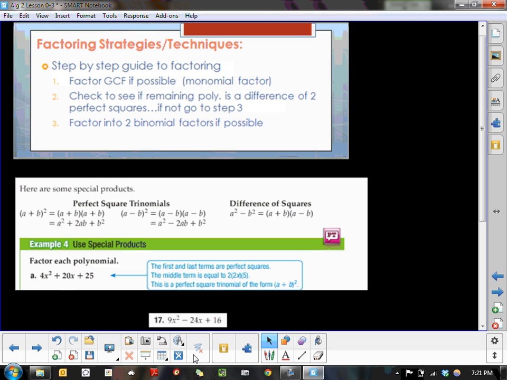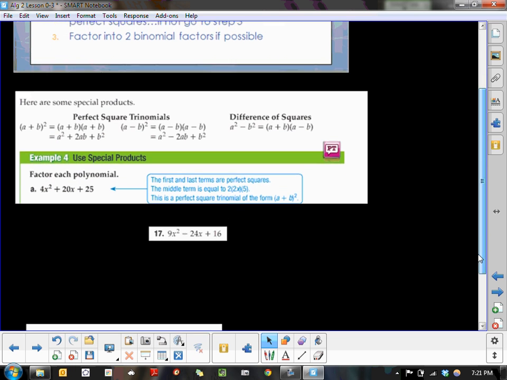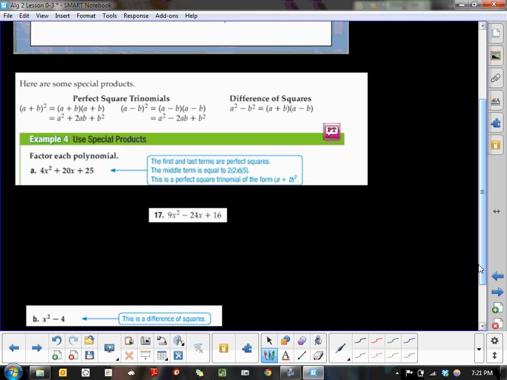So I already kind of looked at problem A there in example 4. What I'm looking at is a perfect square and a perfect square. And if I double the 2 and the 5 and take it times 2, I get 20. So that leads me to believe this is a trinomial square. And you simply take the square root of 4, which is 2, and the square root of x squared, which is x, and you put 2x and 2x.